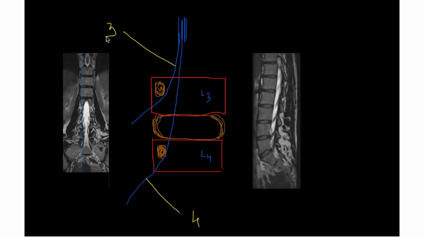So why do we call it exiting and traversing? Because exiting means in relation to the disc. Before reaching the disc, it is already exiting. That's why we call it the exiting root. And why do we call it traversing? Because it is passing the disc. That's why we call it a traversing root. Understood now? Yes.